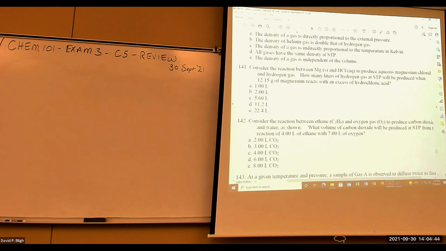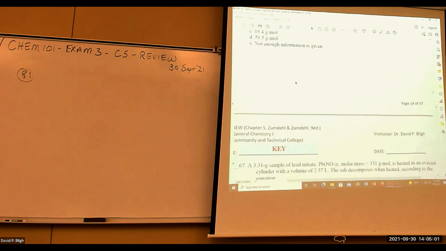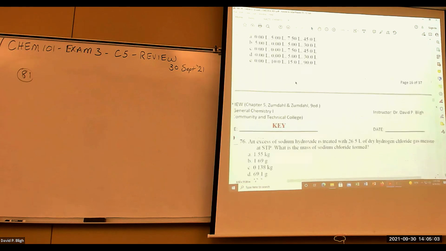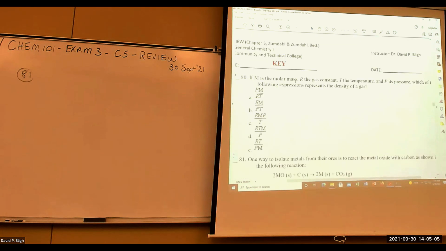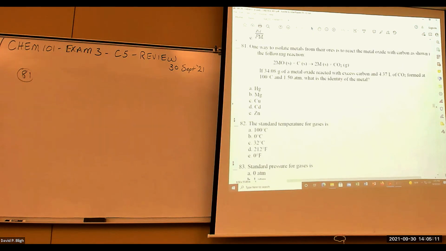Here we go. Number 81 is a stoichiometry problem. Let's do 81 and see where that leads us. 81, so I can go backwards. Oops, too far. Scroll time. There we go.